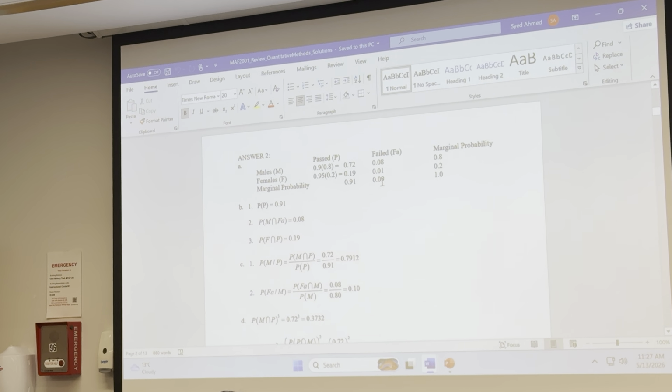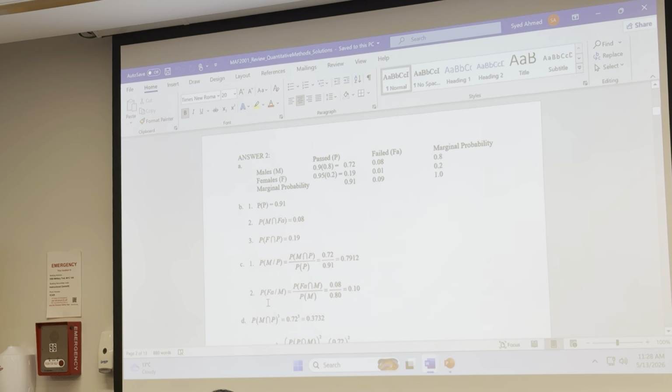So this 72 is what? Is it marginal, conditional, or joint? It is joint. It is not the probability of passing the course. It is not the probability of being male. It is the probability of being male and passing the course. So if you know that the student has passed the course, the probability that this person is a male is this divided by that. This is a joint probability and this is the marginal probability.